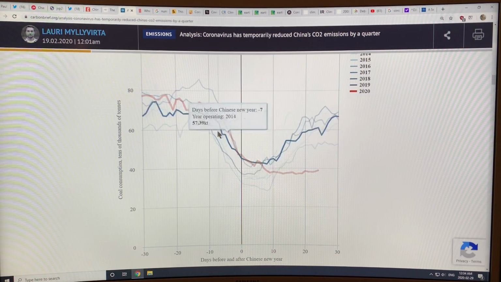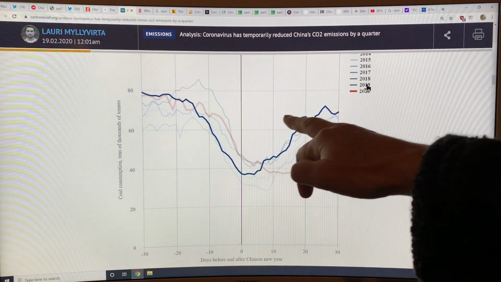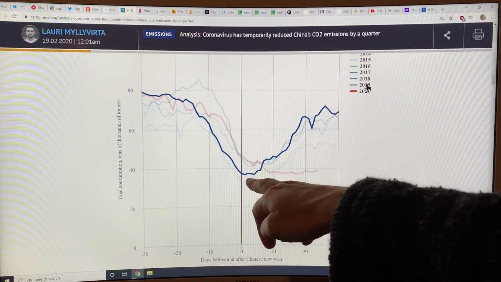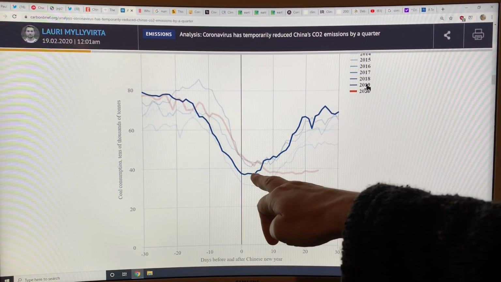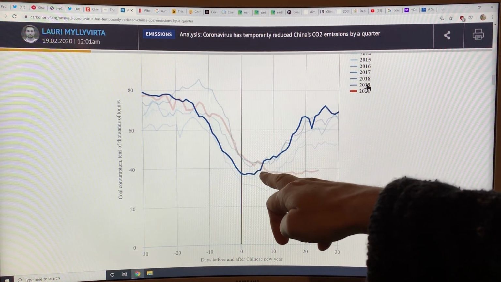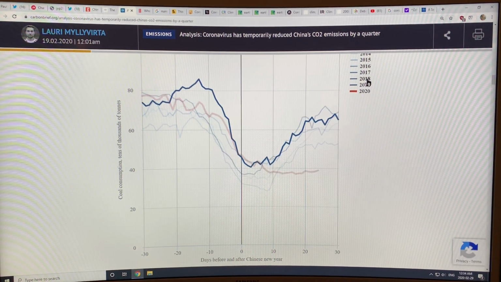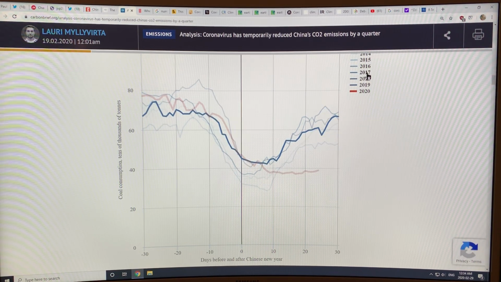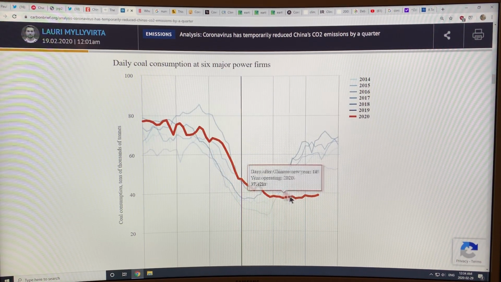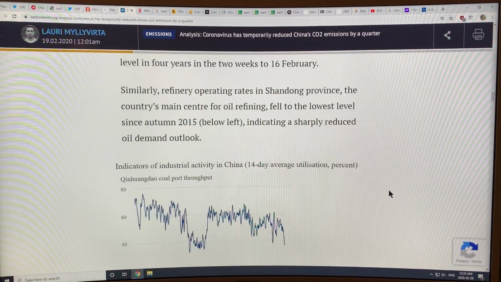Again, daily coal consumption at 6 major power companies. This is 2020 here. If you look at 2019, there was a drop and then recovery. This is a drop for the Chinese New Year. This is days before and after Chinese New Year, which is at 0 here. So normally, you shutter things down before and it recovers, but the shuttering down occurred and they kept things closed. So it's flat-lined along the bottom here in 2020. You can look at 2018, 2017, 2016, all the different years, the envelopes, they're all coming back up here, but not this year because of the effects of the virus.